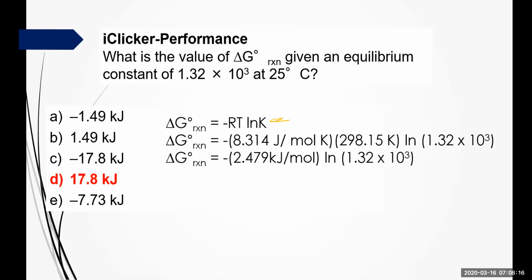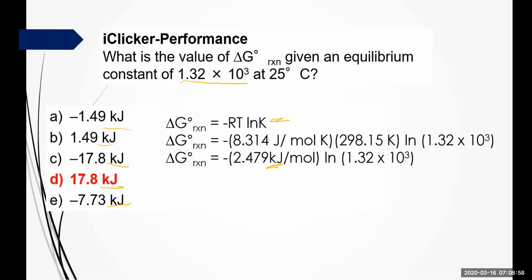We have our R, 8.314 joules per mole Kelvin. We have our temperature in Kelvin. And then we have our K. So we just need to plug that in. We find the ln of 1.32 times 10 to the third. We multiply it by our 2.479 kilojoules per mole. And you can see here, I've gone ahead and I've changed the unit to kilojoules because all of our answers are in kilojoules. Right? You could have kept in joules first and then changed it at the end, but you do need to adjust that. And so with our positive K, we should be looking for a negative delta G.